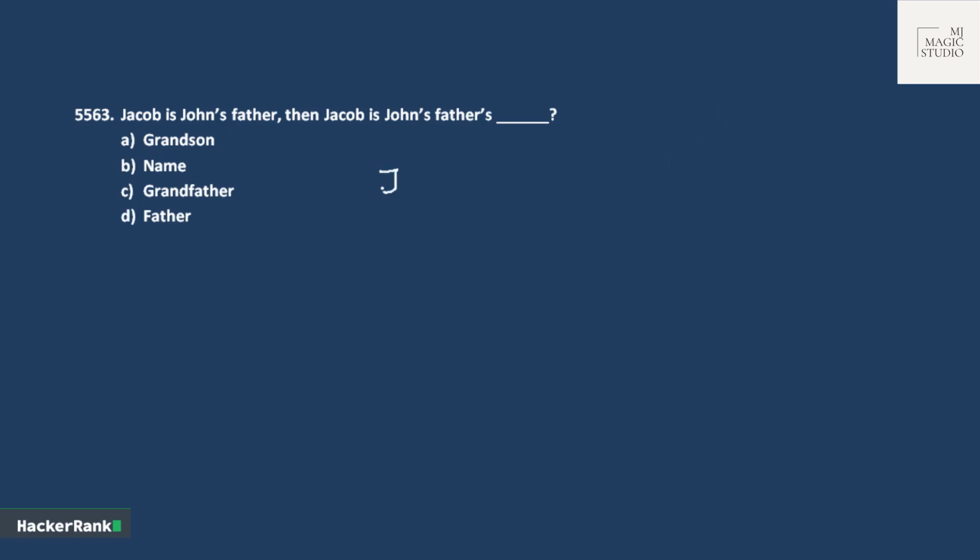Jacob is John's father. Jacob is father of John. Then Jacob is John's father. Okay, the name is there. Jacob is John's father's name. Option B. Let's see the next one.